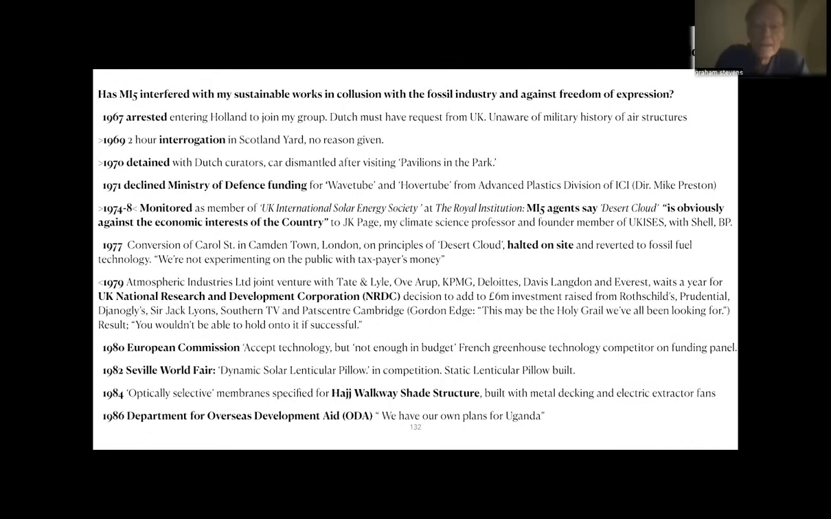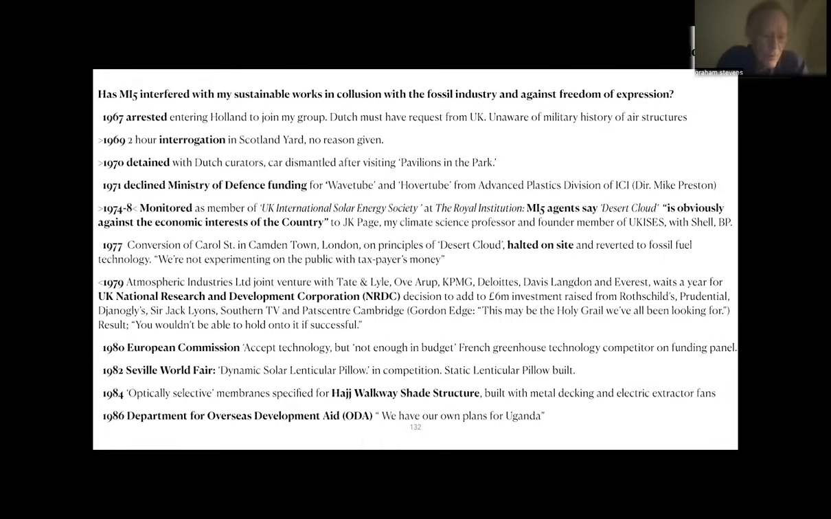But one of the investors, Gordon Edge of the PA Centre in Cambridge, said, after all the others had agreed to come in, including Rothschilds and Prudential, Sir Jack Lyons, Chernogly's, and Southern TV, this may be the holy grail we've all been looking for. But we better check it out in the PA Centre, which is a Cambridge research centre for exactly deciding what new technologies would be a threat to existing technologies.